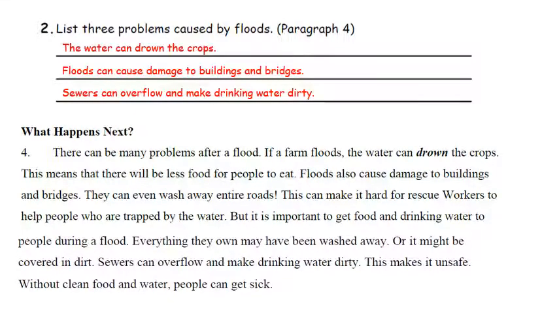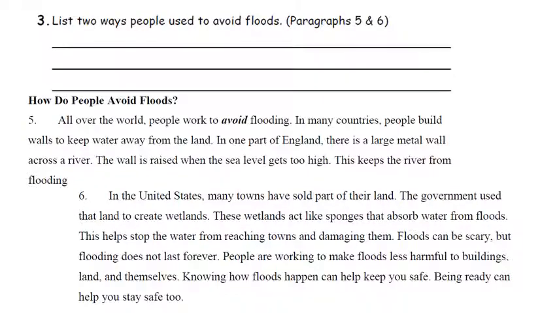There are many problems that happen after a flood, but I just want from you to list 3. The water can drown the crops. This is the first problem. Floods can cause damage to buildings and bridges. This is the second problem. Sewers can overflow and make drinking water dirty. This is the third problem. Exercise 3. List 2 ways people used to avoid the floods.